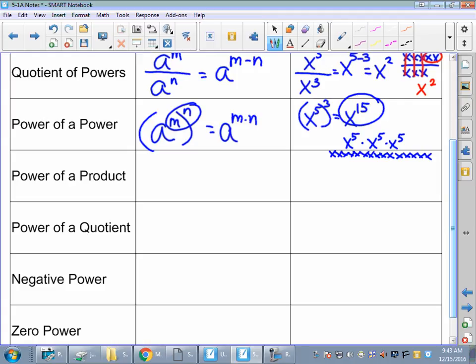If you're taking a power of a product, that is where you have an a to the mth, a b to the nth, and then you're raising that product, that multiplication, to another power.